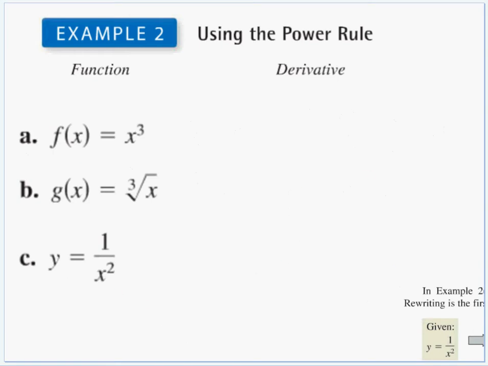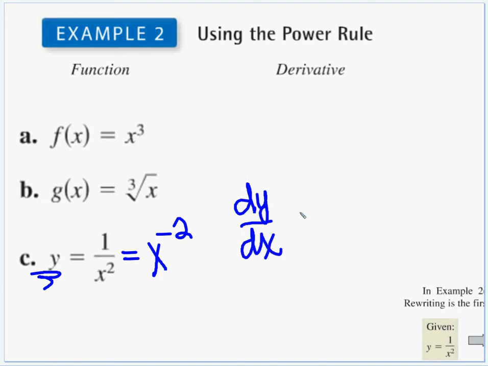Letter C, we've got y equals 1 over x squared. We could rewrite 1 over x squared as x to the negative second power. And now let's derive y, dy dx, the derivative of y with respect to x. Bring the 2 down front. Now it's a negative 2 coefficient.